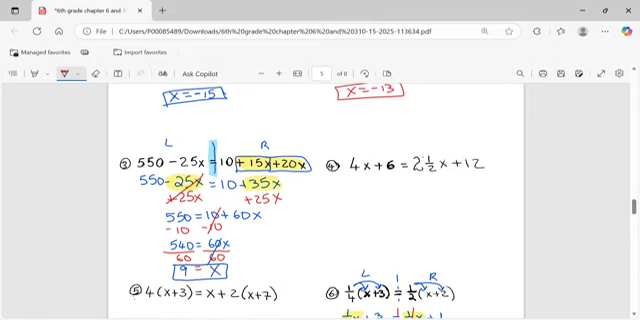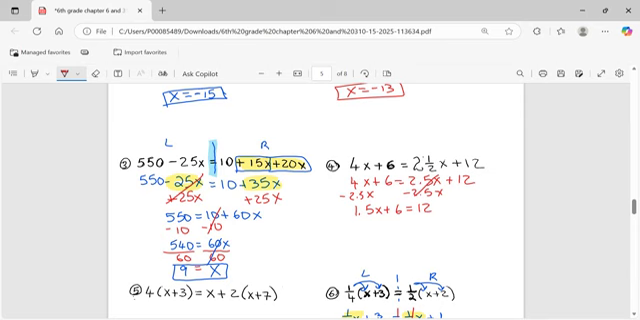For number 4, I am going to get those x's together. This one has a fraction, but I do know that 2.5 is just 2.5. So I'm going to save myself some drama, and I'm just going to change that to 2.5x. Now I want to get the x's together. I'm going to subtract 2.5x on both sides. 4 minus 2.5 is going to give me 1.5. So I have 1.5x plus 6, and that is equal to 12.